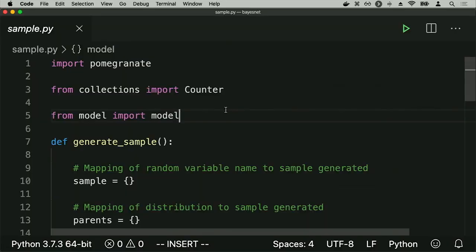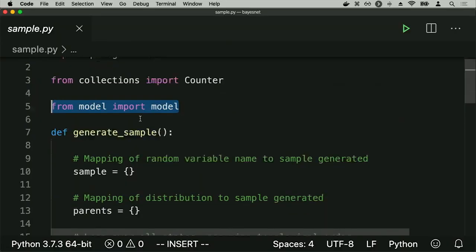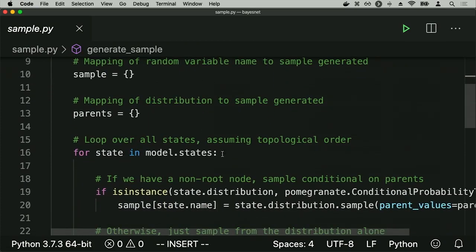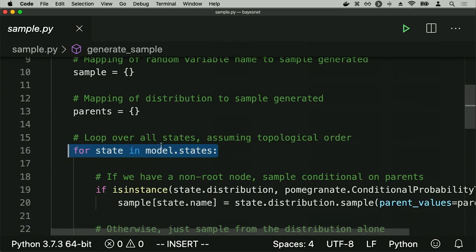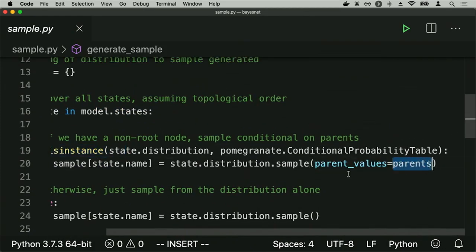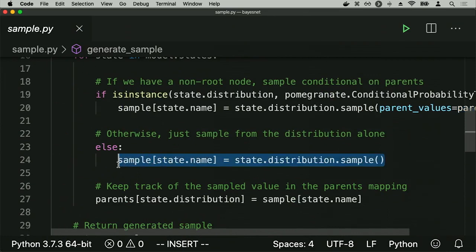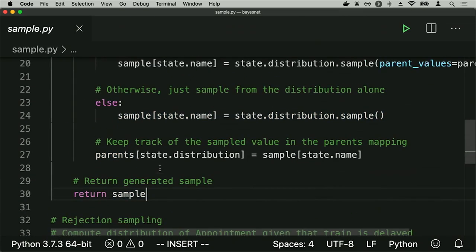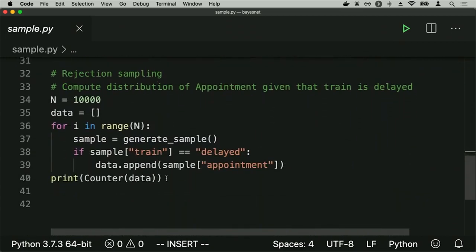So what I have here is a program called sample.py, which imports the exact same model. And what I define first is a program to generate a sample. The way I generate a sample is just by looping over all of the states. The states need to be in some sort of order to make sure I'm looping in the correct order. But effectively, if it is a conditional distribution, I'm going to sample based on the parents. And otherwise, I'm just going to directly sample the variable, like rain, which has no parents. It's just an unconditional distribution, and keep track of all those parent samples and return the final sample. The exact syntax of this, again, is not particularly important. It just happens to be part of the implementation details of this particular library. The interesting logic is down below.